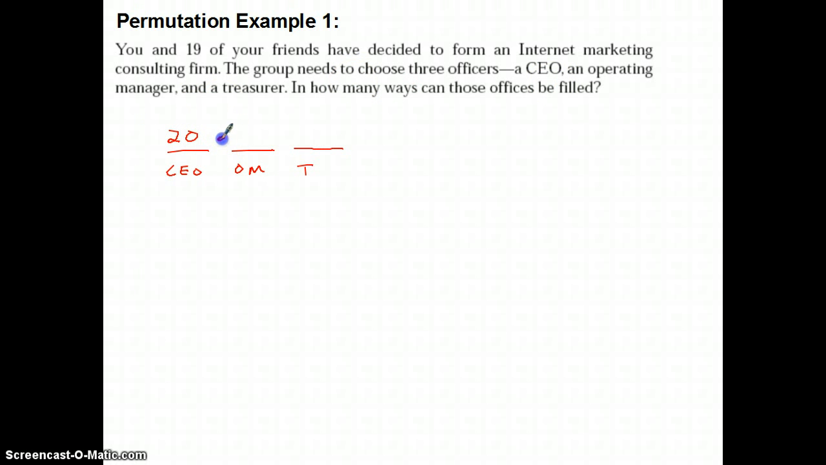But as soon as we pick that CEO, for the operating manager, we only have 19 people to choose from. And then the last one here, we have treasurer. We've already picked 2, so we have only 18 to choose from. So if we want to figure out the different possibilities we have, we would have to multiply. And we end up with 6,840 different ways we could choose those 3 offices with 20 different people.